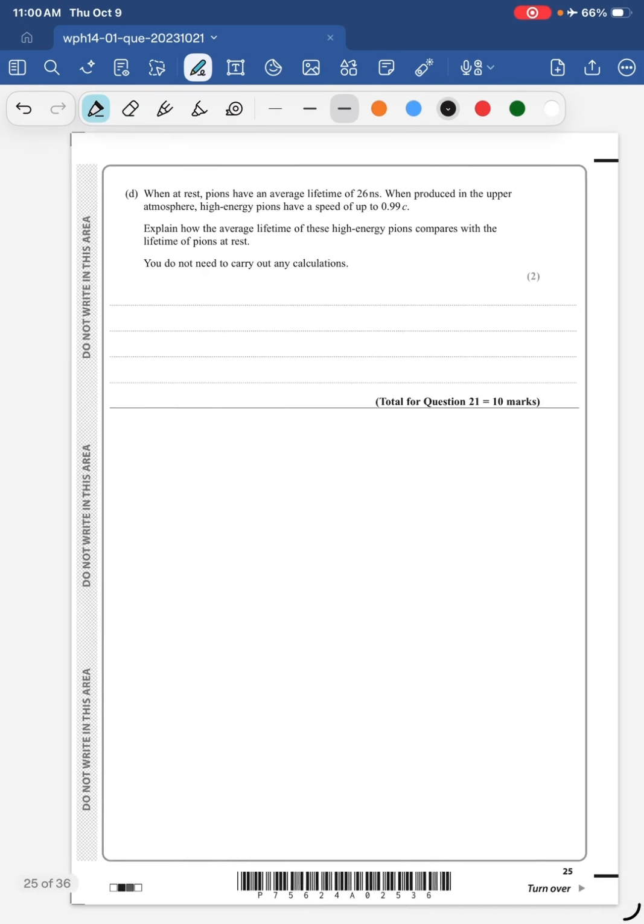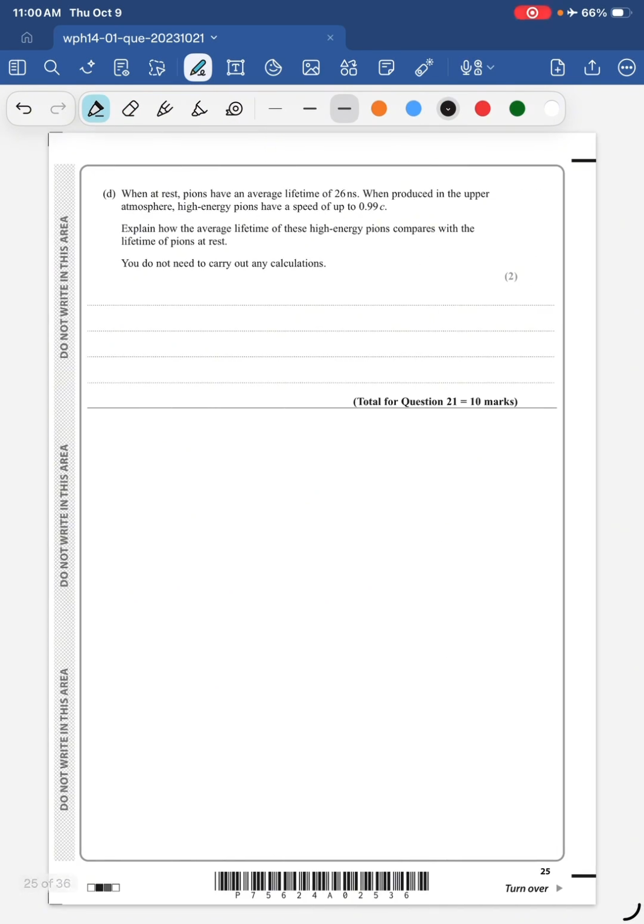Right, is there more to this? Yes, there is. When at rest, pions have an average lifetime of 26 nanoseconds. When produced in the upper atmosphere, high energy pions have a speed of up to 99% the speed of light. Explain how the average lifetime of these high energy pions compares with the lifetime of pions at rest.